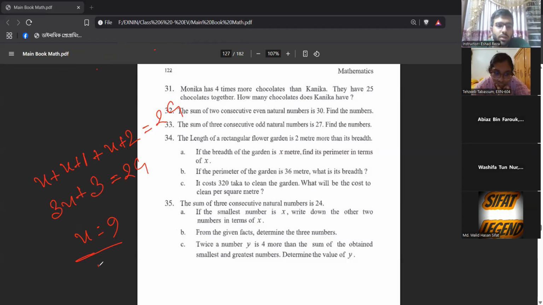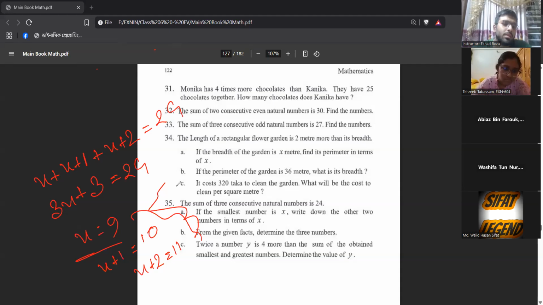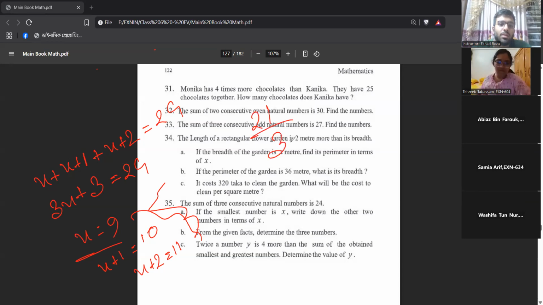So if one number is x equals 9, then the other number is 10, and the other number is 11. So 9, 10, 11. And if you sum them up, it will be 24. Wait, is it? Did I mess something up? 24 divided by 3. No, it's 21, right? It's 21 divided by 3. Because this goes to this side, it becomes 21, and 21 divided by 3. Oh, yes, that's what went wrong.